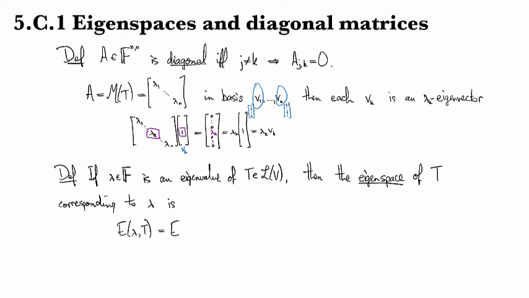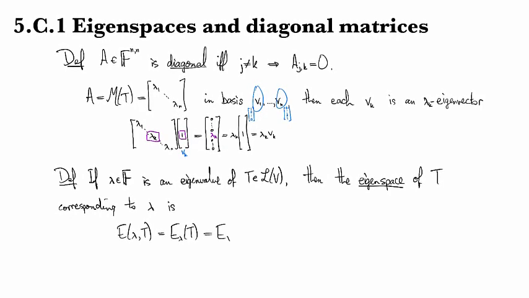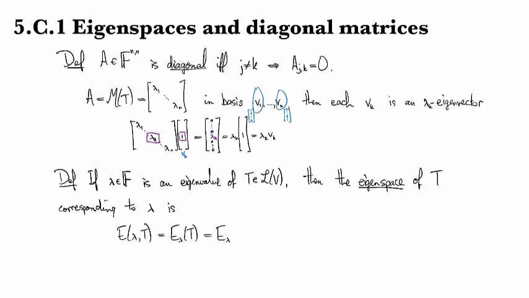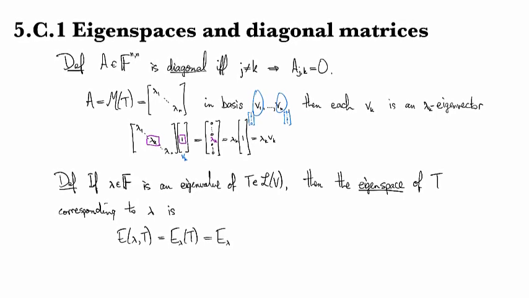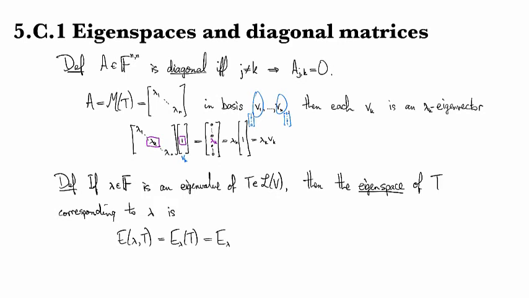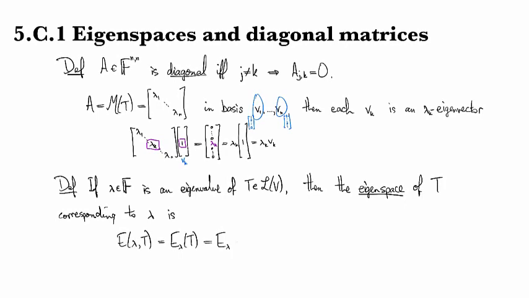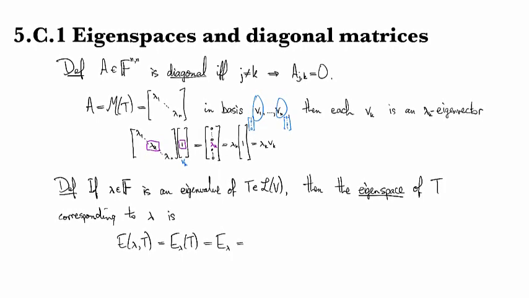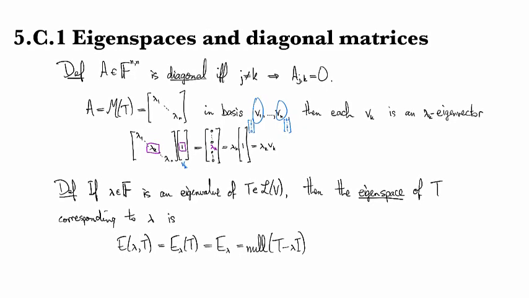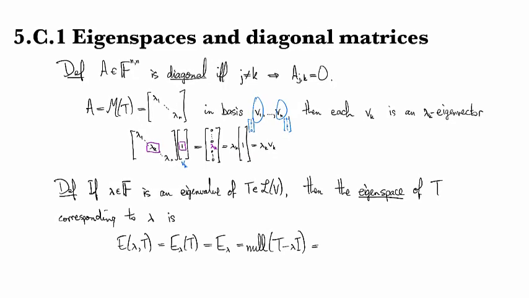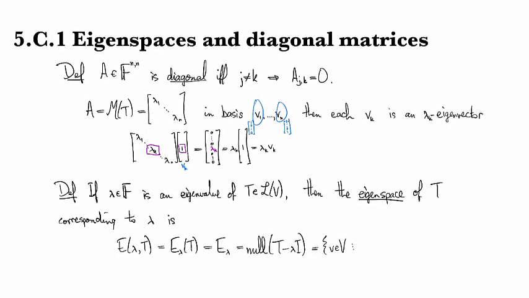I prefer to write it with a subscript, and most of the time I prefer to not even bother mentioning the transform, because typically we only talk about the eigenvalues of one operator at a time. It's uncommon to have two different operators and be talking about their eigenvalues simultaneously. Sometimes you do it to compare them back and forth, but most of the time it'll be good enough just to write E sub lambda. And so the actual definition of E sub lambda is that it's the null space of T minus lambda I.